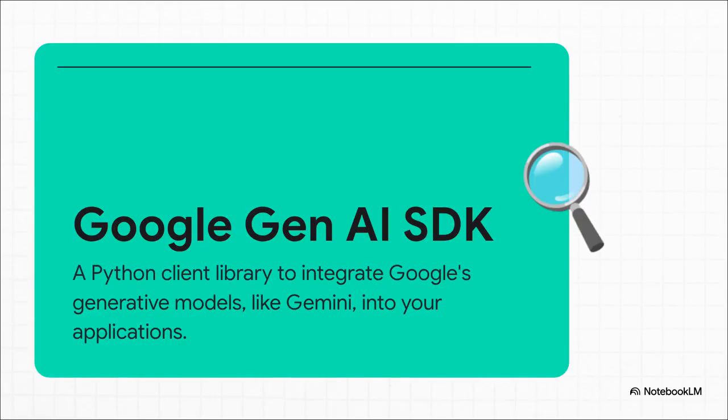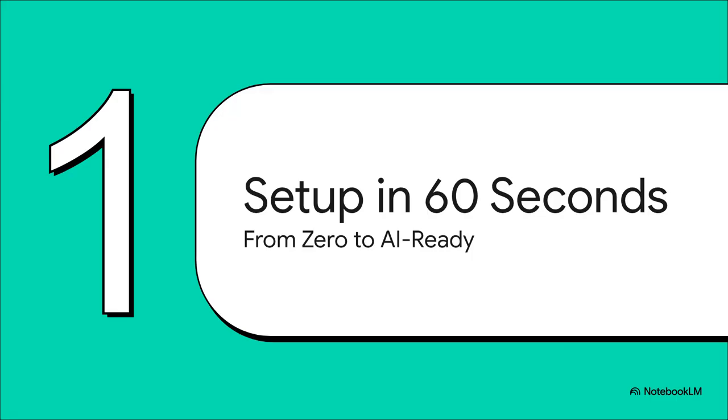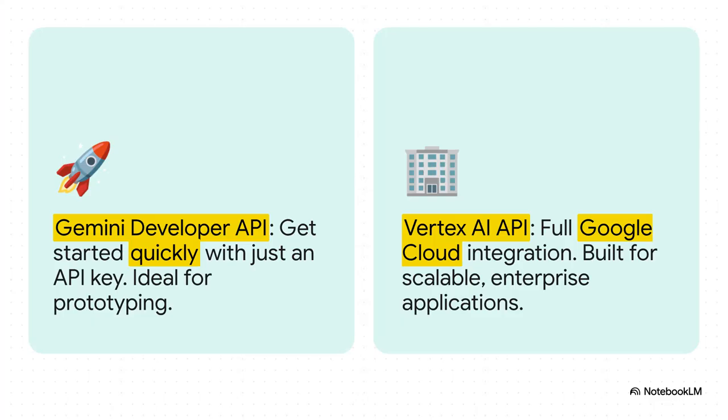So what is this SDK really? The best way to think about it is as the ultimate bridge. On one side, you've got your Python application, and on the other, you have Google's amazing models like Gemini. This library, Google GenAI, is just that simple, elegant connection between the two. And getting that bridge built is ridiculously fast. I'm not kidding. We're talking about going from a totally blank file to having an AI ready to respond in like a minute.